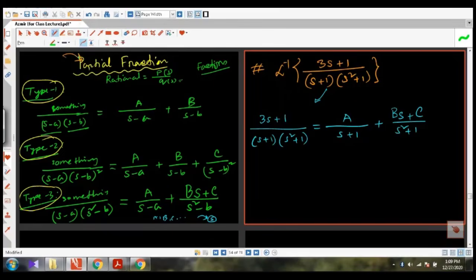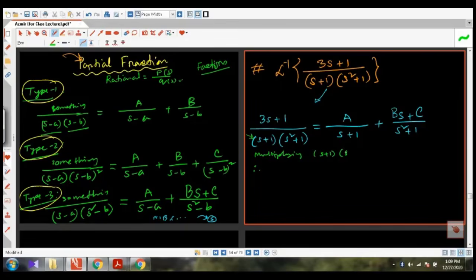So the method of partial fraction says that whatever term we have in the left side denominator, this is left side, this is right side, that should be multiplied both in left side and right side terms. So let's multiply.